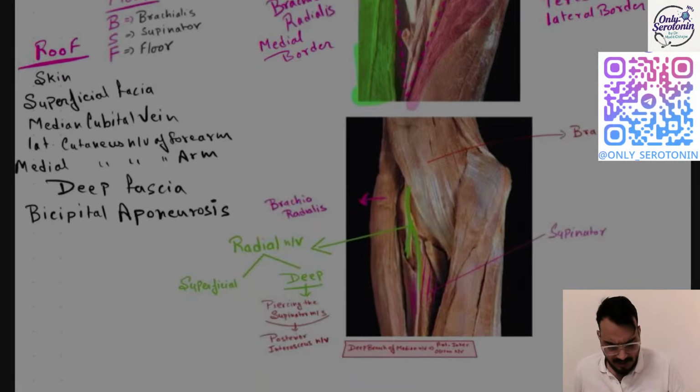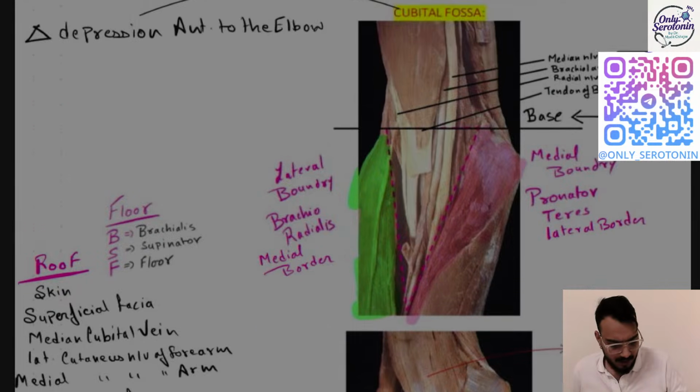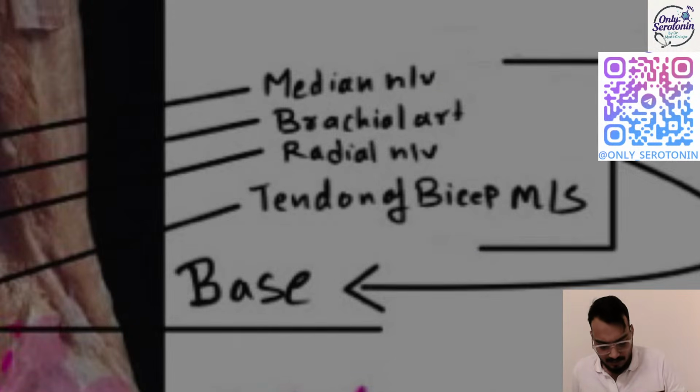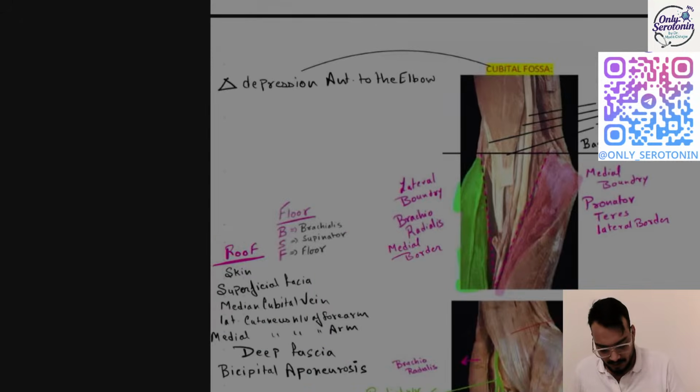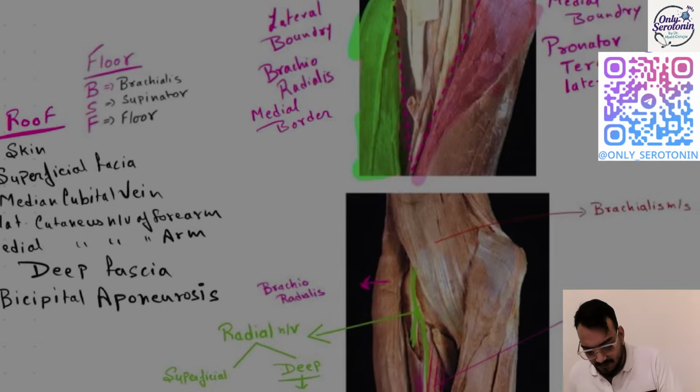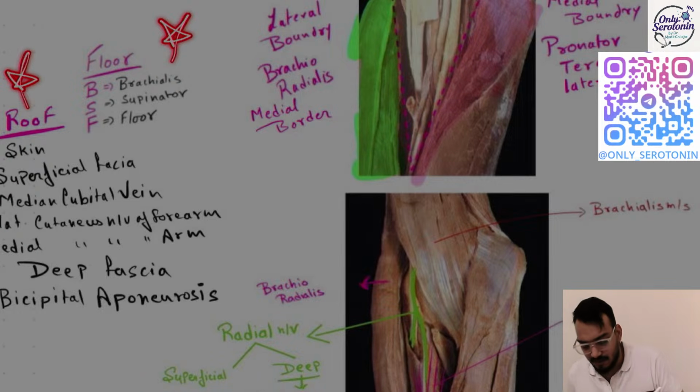What are the contents, guys? Contents are MBBS here. Already told you about this. Median nerve, brachial artery, biceps brachii tendon, and superficial radial nerve. Okay. If you want 5 marks, then you will study about the floor and the roof also.